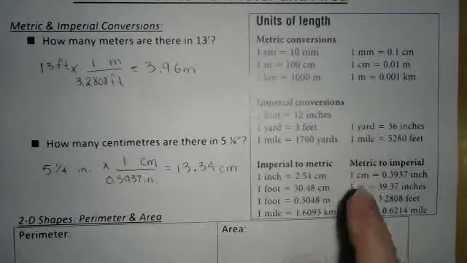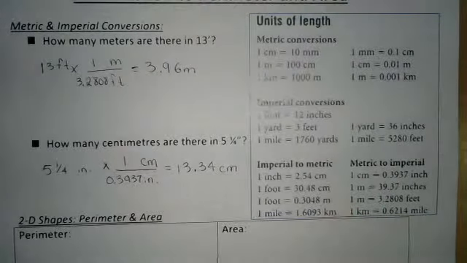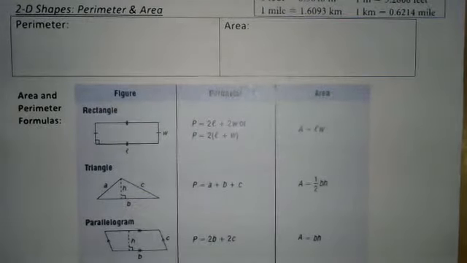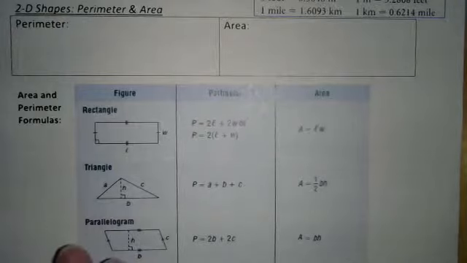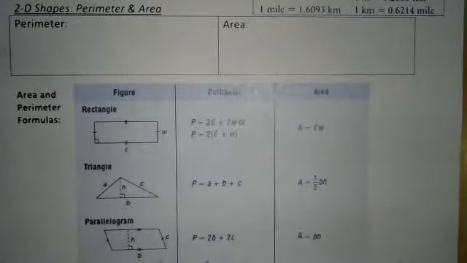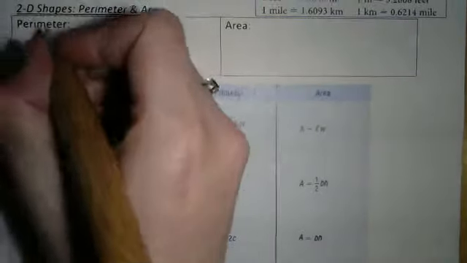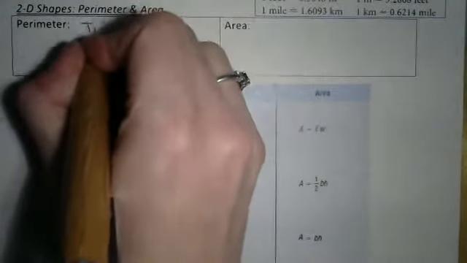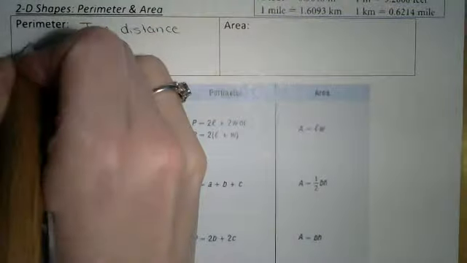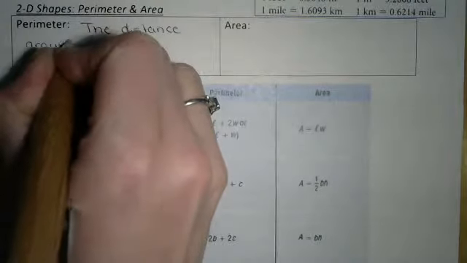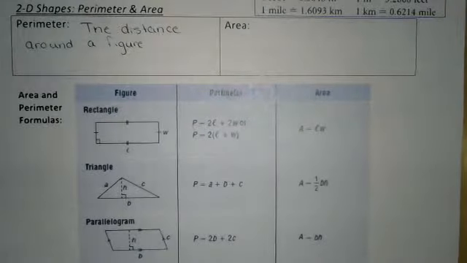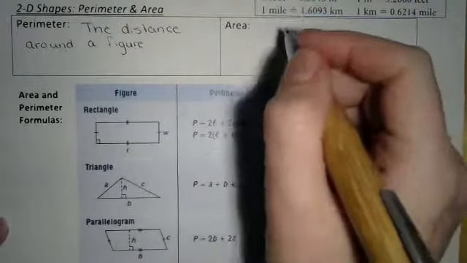So that's just a quick recap, and this way you'll have it on your sheet while you work through these problems. So, two-dimensional shapes, perimeter and area. Two-dimensional just means flat. It's not three-dimensional coming out of the page. Perimeter is defined as the distance around a figure. I'm sure this is a term many of you have heard before. Perimeter as well as area.